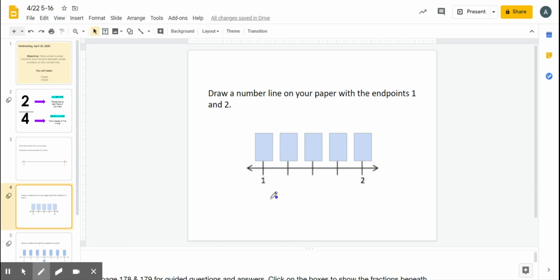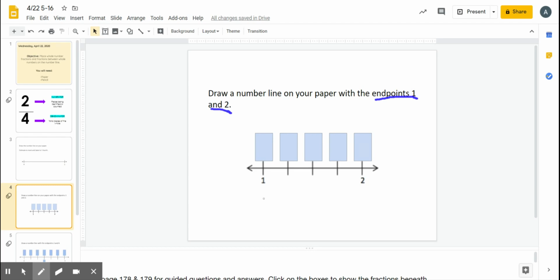So here on this number line, we see that this one's a little bit different. Our endpoint and our starting point is 1 and 2. So go ahead and pause this video and draw your number line on your paper. And make sure your number line has a starting point of 1 and an end point of 2. So now we have to look at this a little bit differently because it doesn't start with 0, it starts with 1.